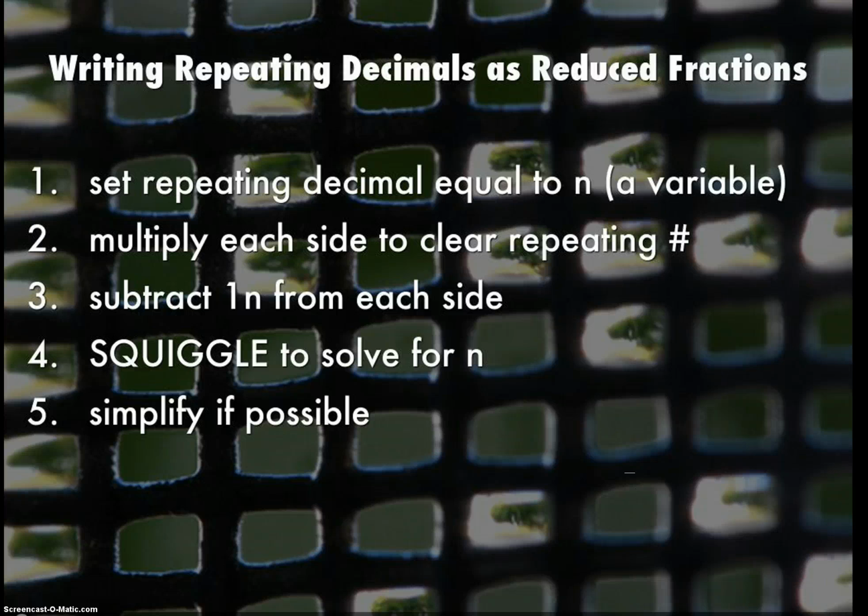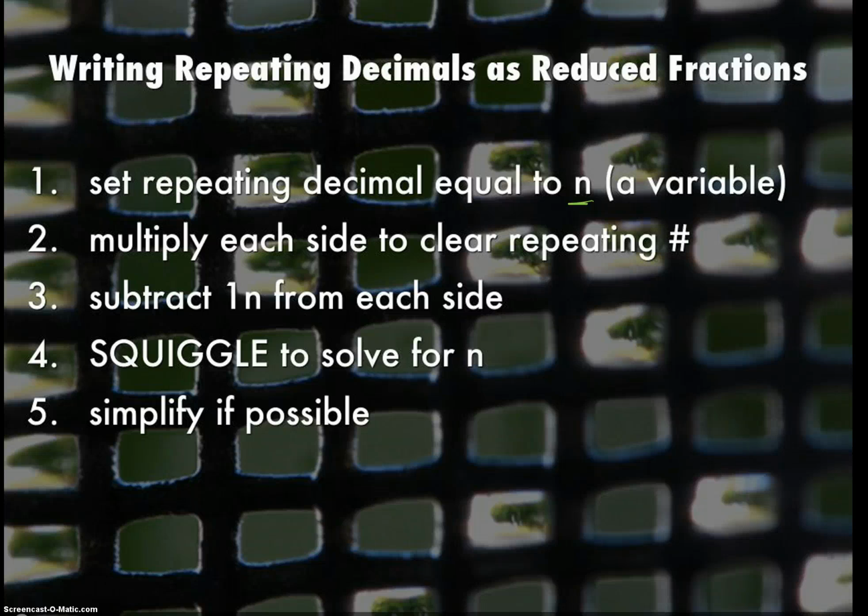Repeating decimals are much more fun. To write a repeating decimal as a fraction, you first have to set the decimal that repeats equal to a variable. I like to use the letter n to represent the number, and then you multiply each side to clear your repeating number. So whatever number is in your bar, you have to multiply by a power of 10 in order to move that decimal past the repeating line. Then you subtract n from each side, solve for n, and simplify if possible.